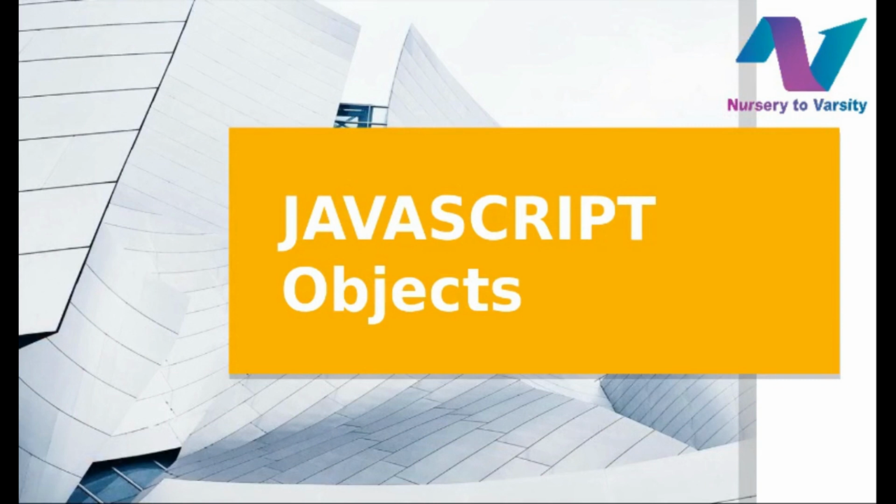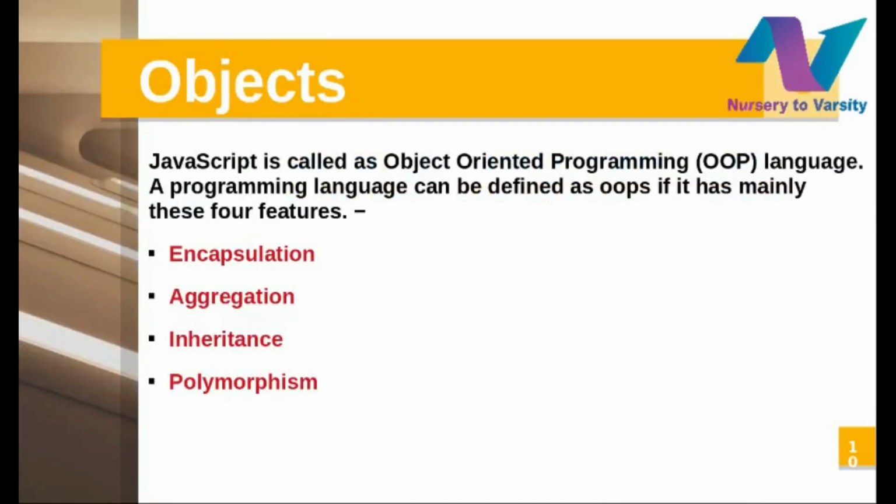So the next topic that we are going to understand is what JavaScript objects are. JavaScript is called an OOP language. Why so? If you have any prior knowledge of C++, there you have studied that C++ is an object-oriented programming language. Why so? Because it follows some features like encapsulation. What is encapsulation? The capability or power to store any information. Aggregation means storing one object inside the other.